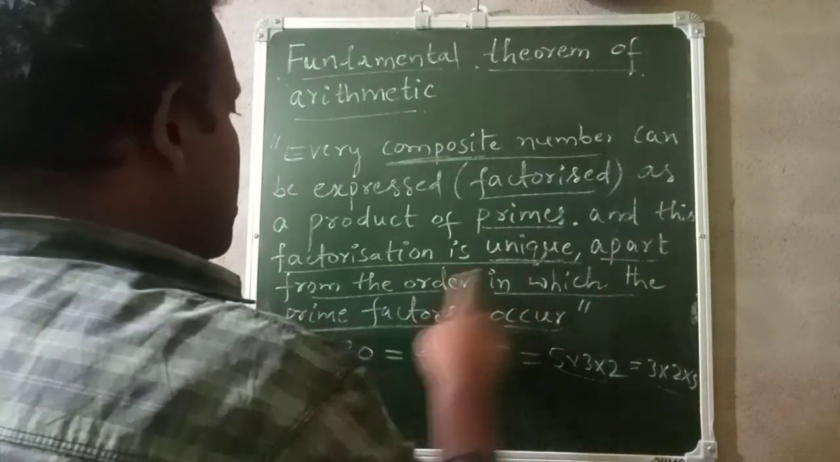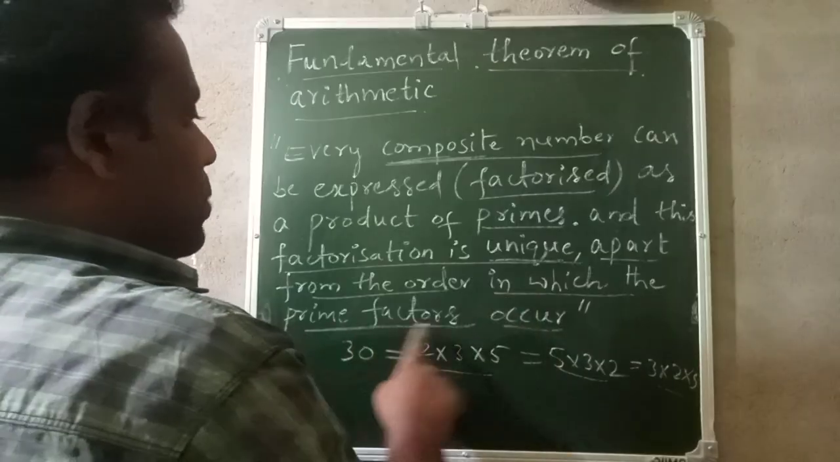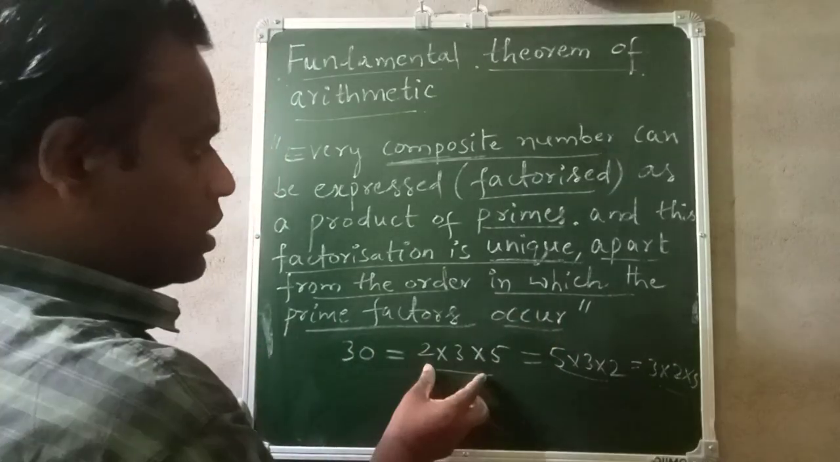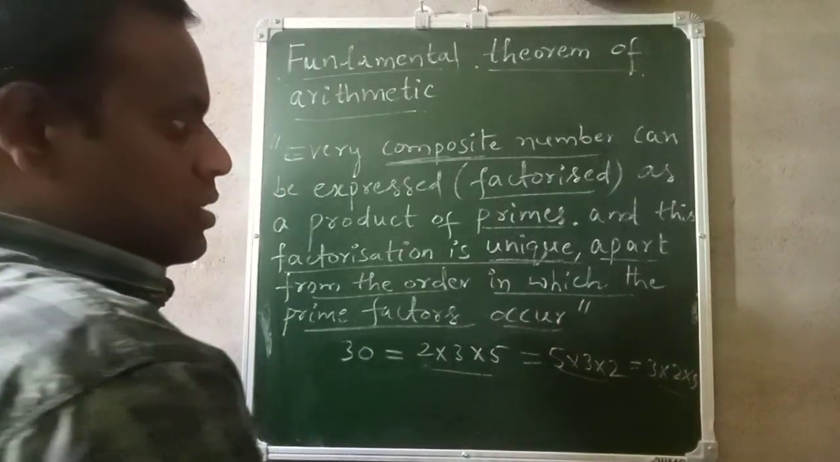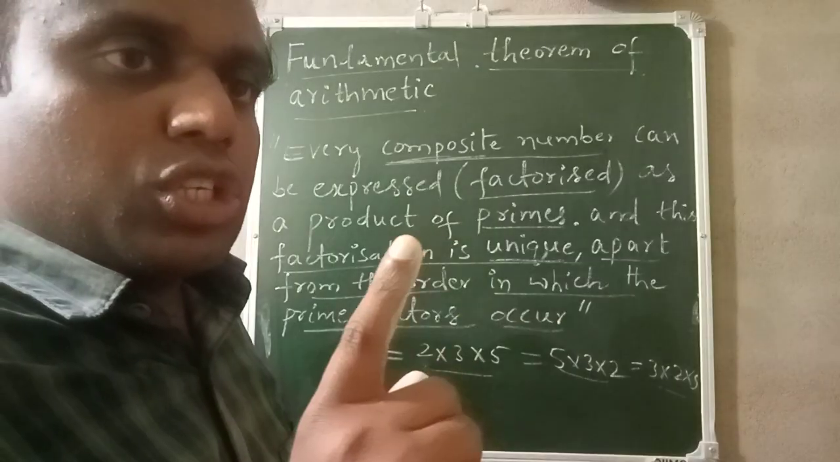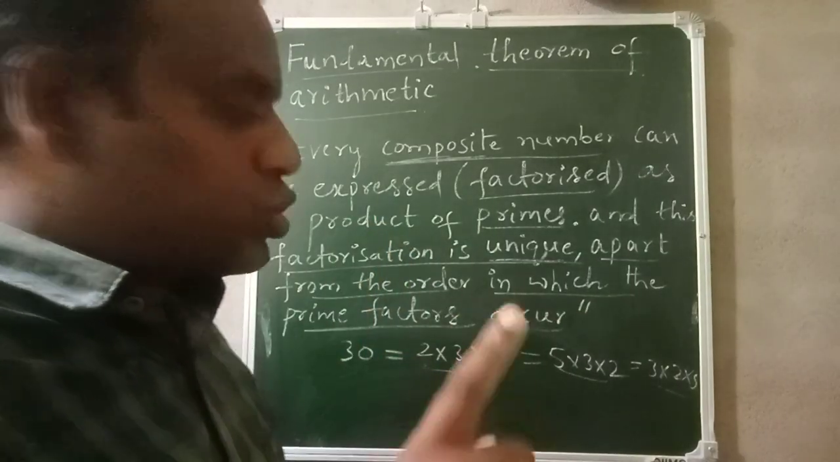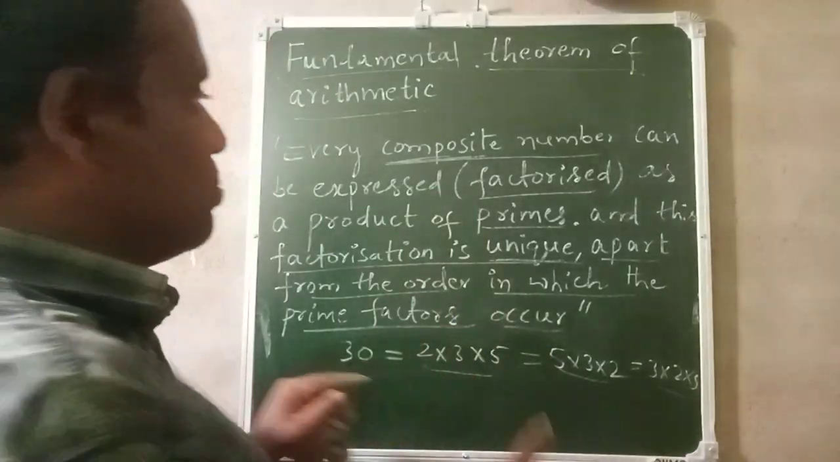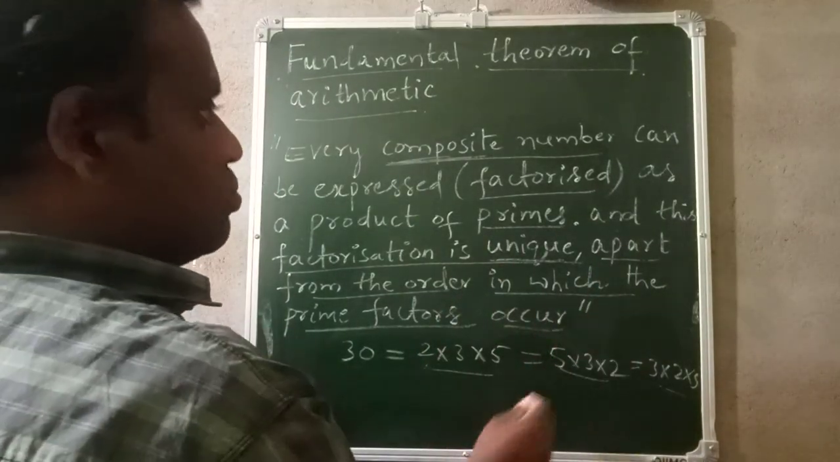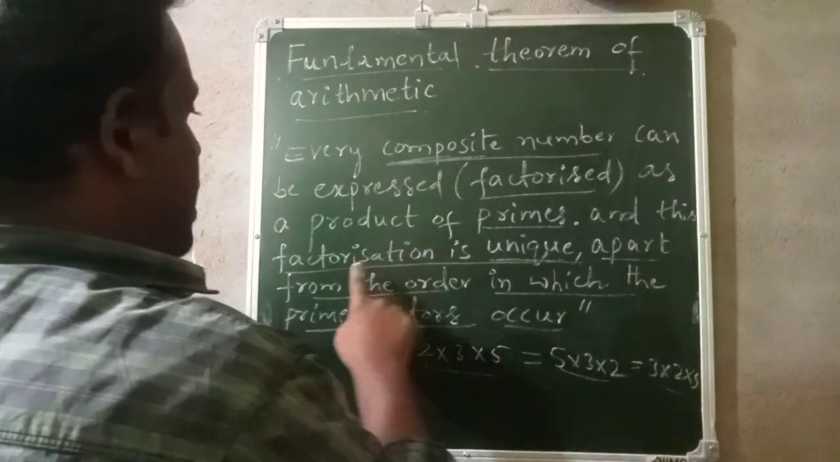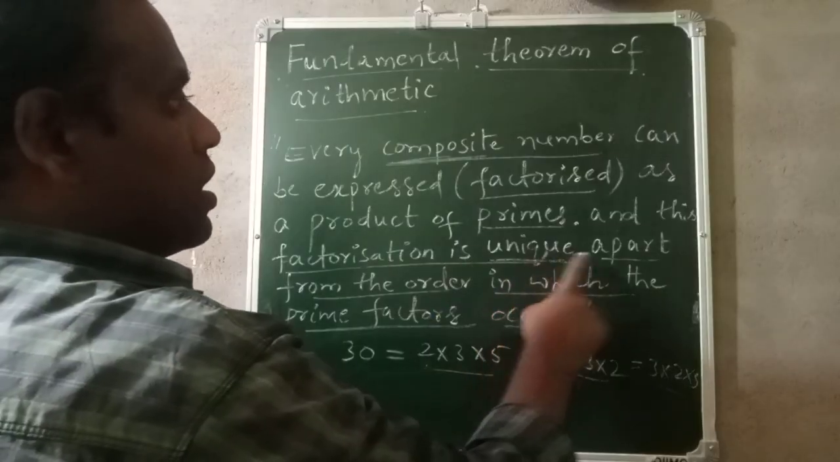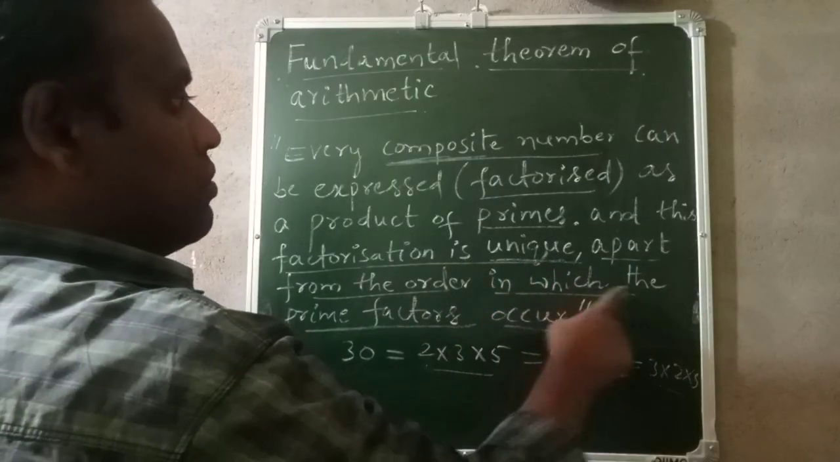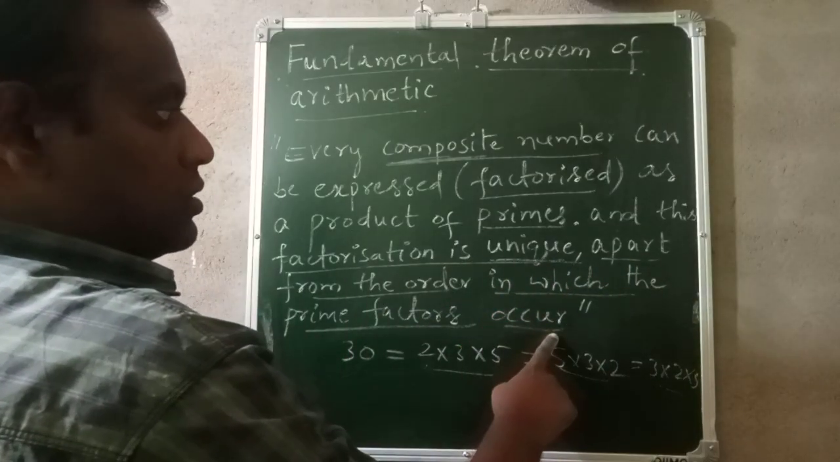So, apart from the order in which the prime factors occur. That means whatever the order of the numbers, you can only use these three numbers, 2, 3, 5 only. You got it? So that is the meaning of this. So this factorization is unique apart from the order in which the prime factors occur.